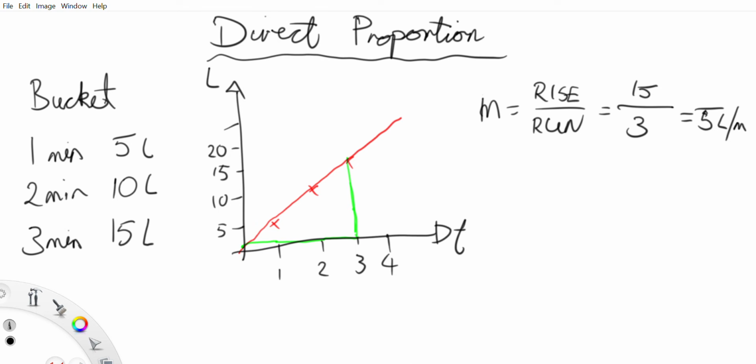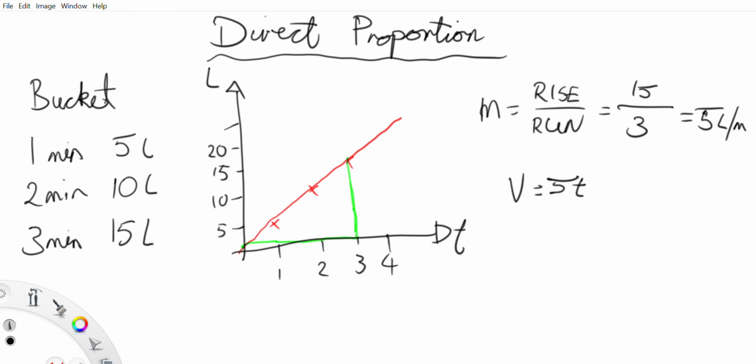We can then create a formula. We know that the rate is 5 and it starts at 0. So the volume, how many liters it is, is 5 times the time.